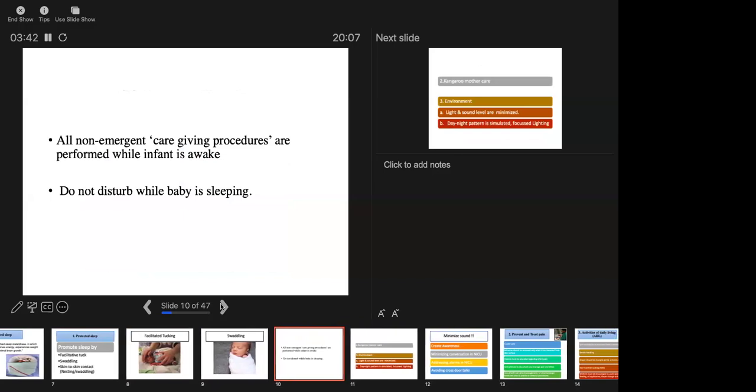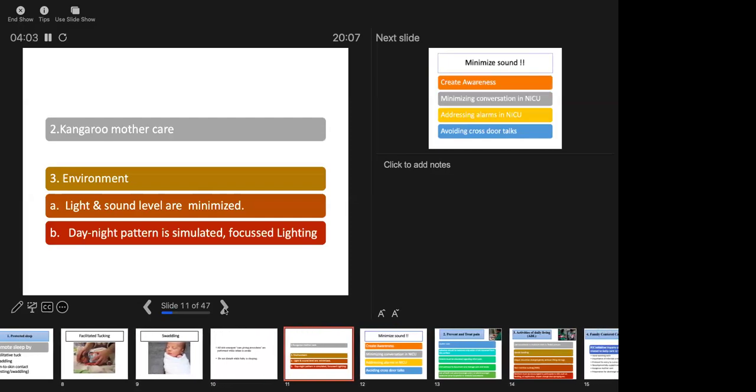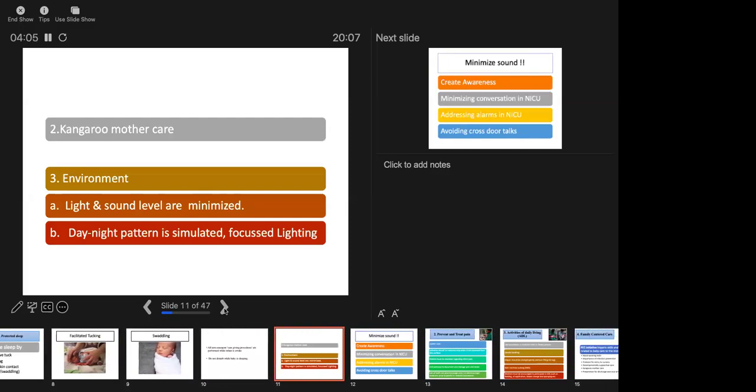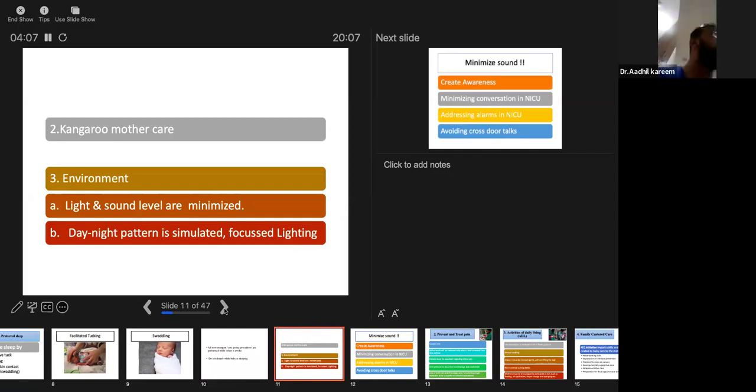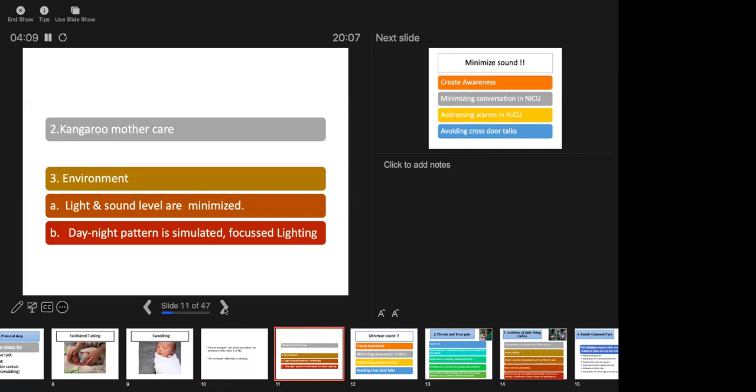Another important thing is that all the non-emergent caregiving procedures have to be performed when the baby is awake. If you want to do a sampling, change a pulse oximeter probe, or change an orogastric tube, you have to do it when the baby is awake, and the baby should not be disturbed when sleeping. This is very important to promote sleep. The other important component to maintain protected sleep is kangaroo mother care, which we are going to discuss in detail at the end.